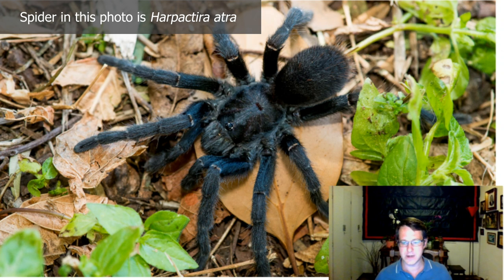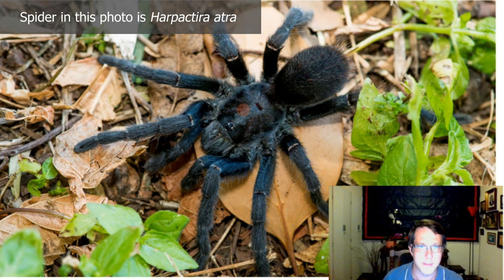Being lesser baboon spiders, they're much smaller than Harpactira atra. The males also don't have the red hairs on the abdomen. And again, the key feature that you would use to actually tell them apart definitively is the scopuli on the chelicerae, which Harpactira atra has and Harpactirella lack completely.